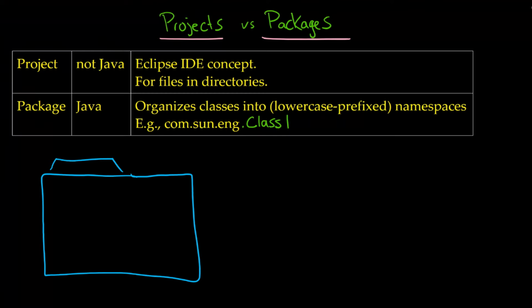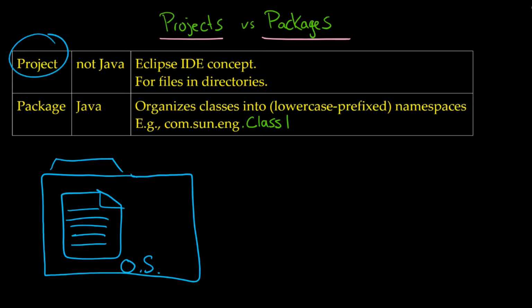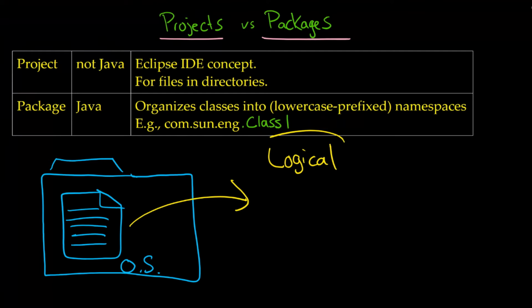So you're familiar, obviously, with directories, and you're familiar with files. In the case of an operating system, we know how that works. What's happening in projects and packages is that there's a kind of abstraction. It's a way that Java and Eclipse map these files and these directories into a logical layer. So that's essentially what these things are. They're just a logical representation of a project.